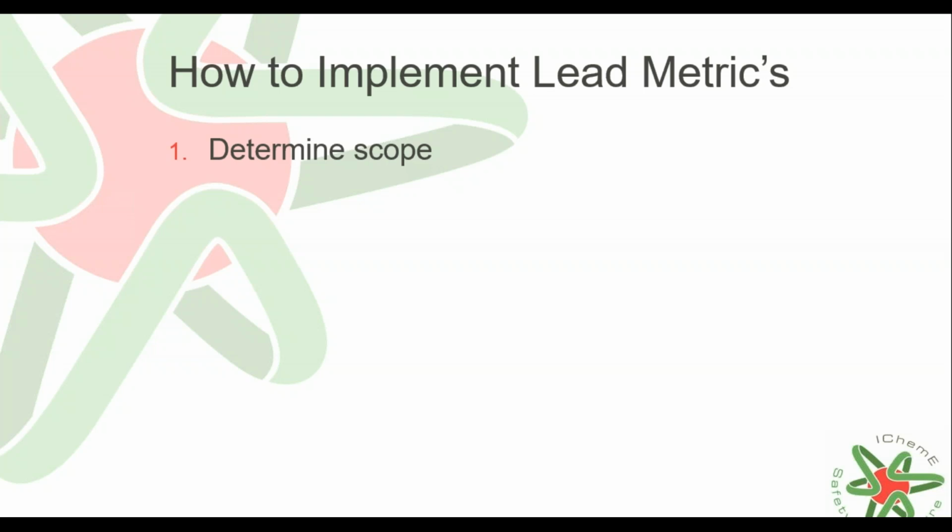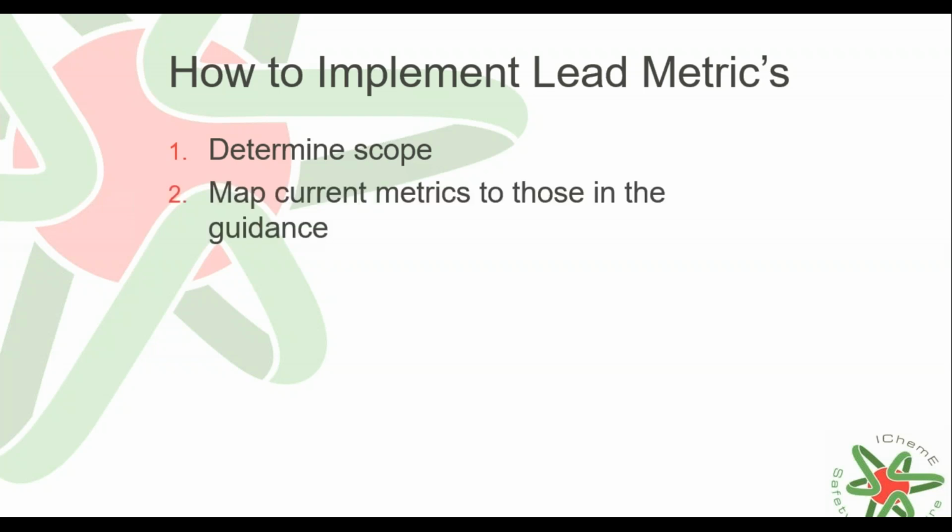So the first one required is basically to go through and look at your organisation and determine the scope. The scope of the lead metrics implementation could be organisational, it could be a particular part of a site. It can be as wide as you need it to be. So setting that frame is important.